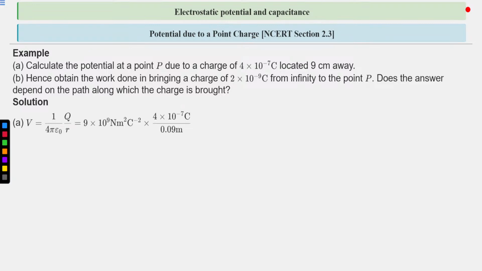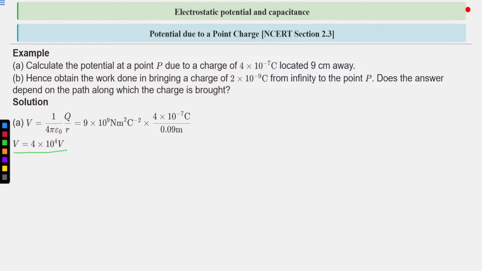For the first part, what is the potential? Q by 4 pi epsilon naught r. What is the Q here? The source charge, 4 into 10 to the power minus 7 coulomb, at 9 centimeter away, that is 0.09 meter, and 1 by 4 pi epsilon naught has the value 9 into 10 to the power 9 Newton meter square per coulomb square. After calculating, it will result in 4 into 10 to the power 4 volt. This is the value of potential we got.